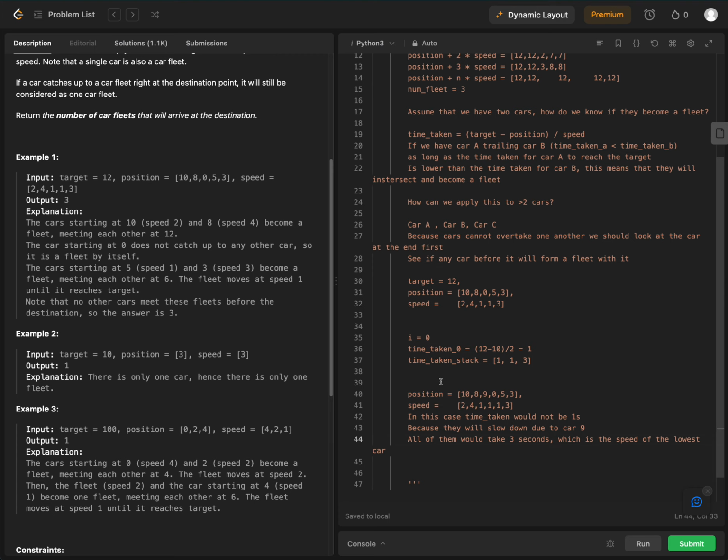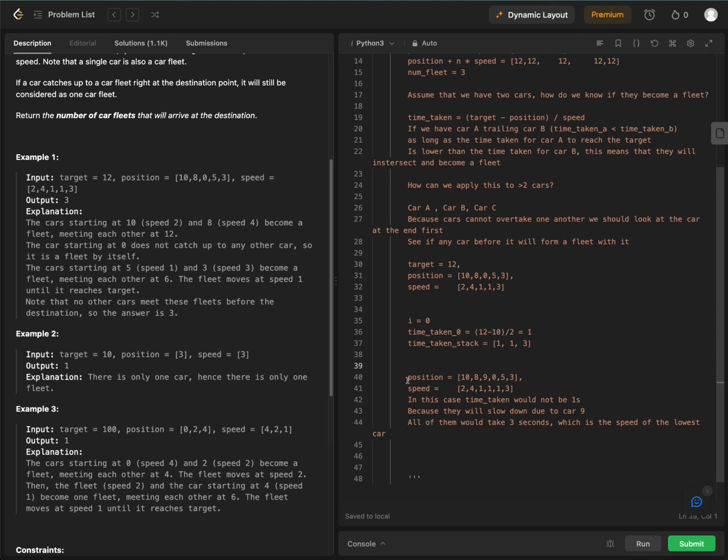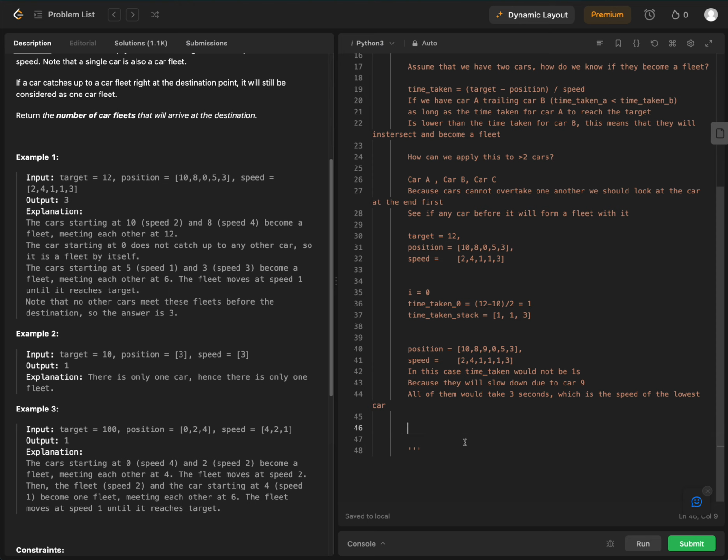Hold on. This is not right. In the first place, what we need to do is sort the position array. Let's say we have this. We have a position array and we need to sort this. Importantly, this array needs to represent the positions of the cars, so 5, 8, 9, and 10.